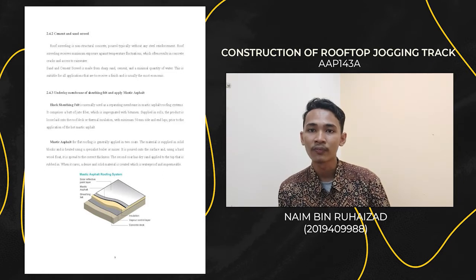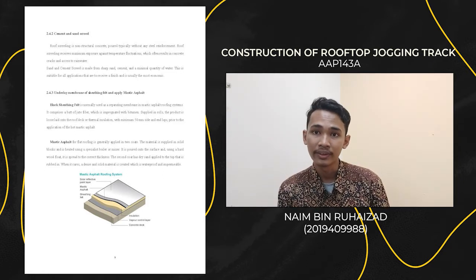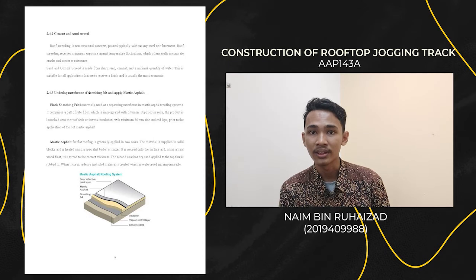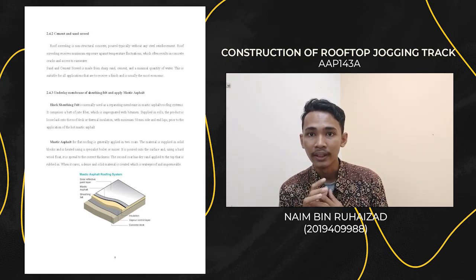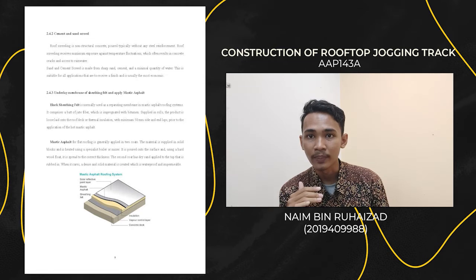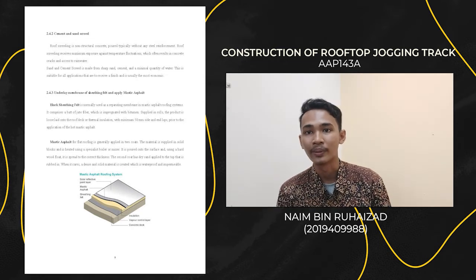Mastic asphalt for flat roofing is generally applied in two coats. The material is supplied in solid blocks and is heated using a specialist boiler or mixer. It is poured onto the surface and using a hardwood float, it is spread to the correct thickness. The second coat has dry sand applied to the top that is rubbed in. When it cures, a dense solid material is created which is waterproof and impermeable.